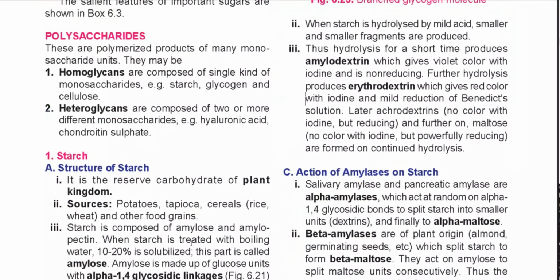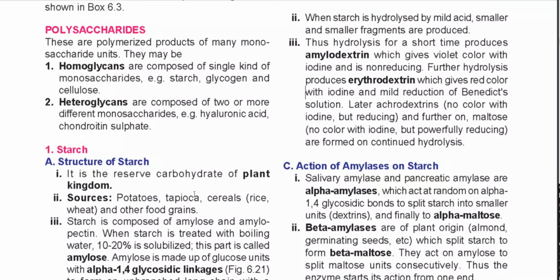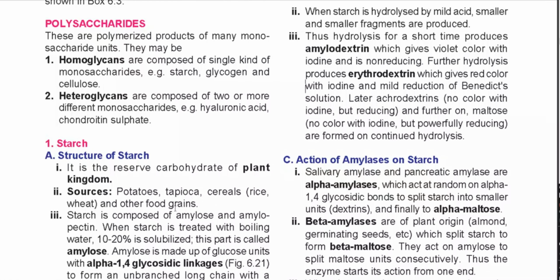significance. First of all, starch, a very important term. Starch is the reserve carbohydrate of the plant kingdom, and its sources are potato and cereals, rice, wheat, and other food grains, where starch molecules can be found. Starch is composed of amylose and amylopectin.